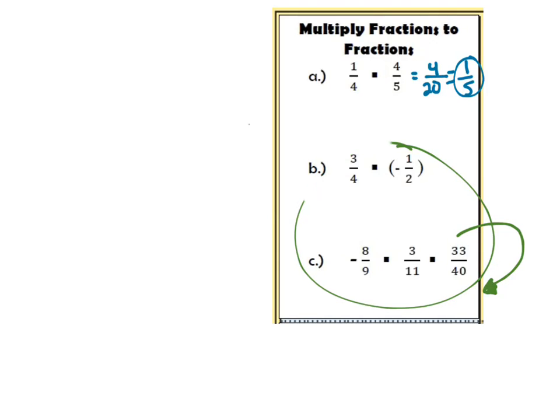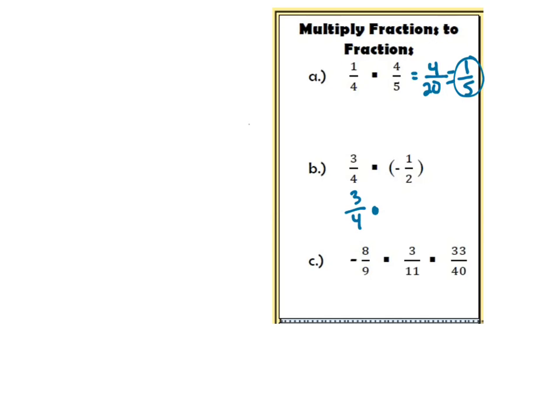All right. So 3/4 times -1/2. I can't cross cancel, can I? There's nothing that's going to go both into 3 and 2. These are relatively prime. There's nothing that's going to go into 4 and -1. Those are relatively prime. So I multiply across my numerators. I multiply across my denominators. I get -3/8. I can't reduce it. I'm done.